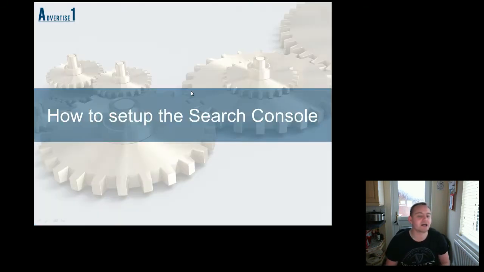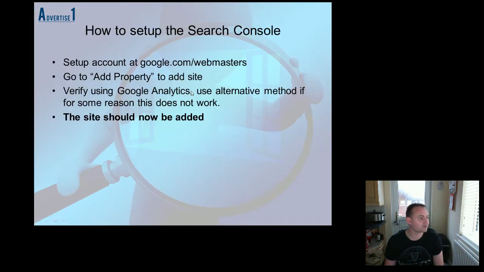Let's keep going. How to set up the Search Console. Luckily this one is a lot simpler in comparison to the analytics. You set up the account at google.com/webmasters. Go to add property to add a site. You can verify using Google Analytics, but the alternative method is there if this does not work for any reason, or you don't have access to the code to add analytics, and there you go, the site should be added.